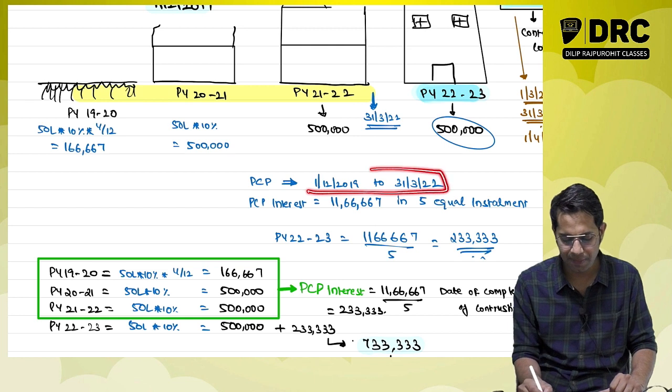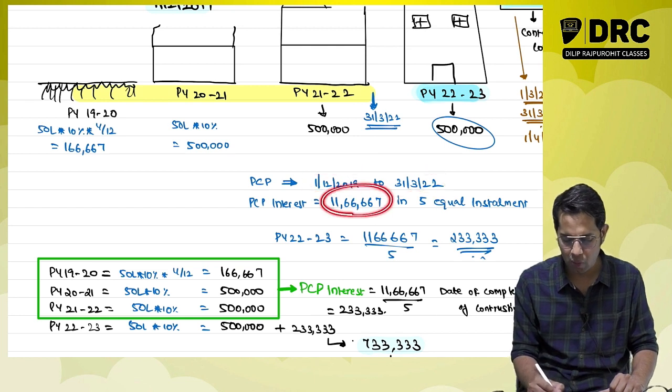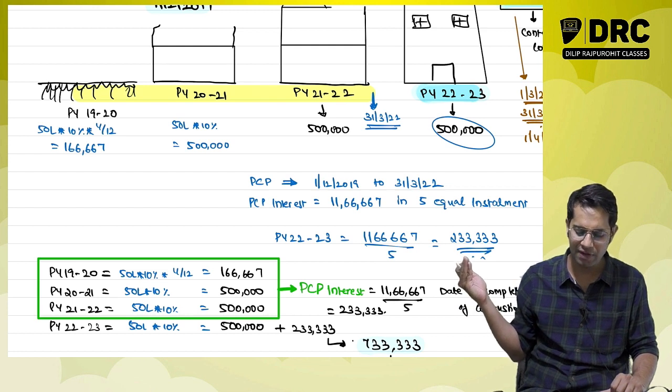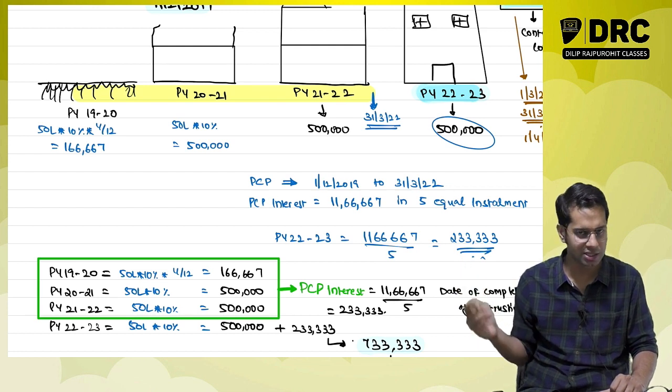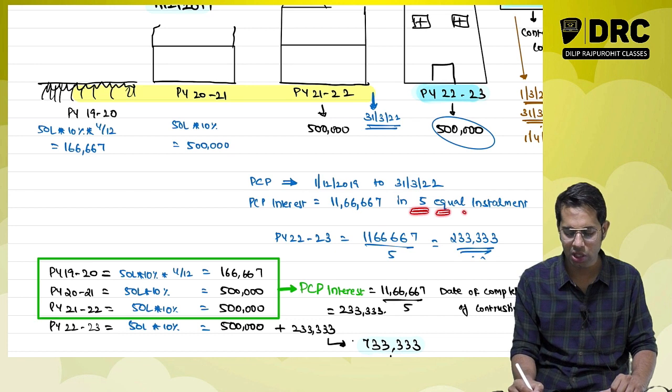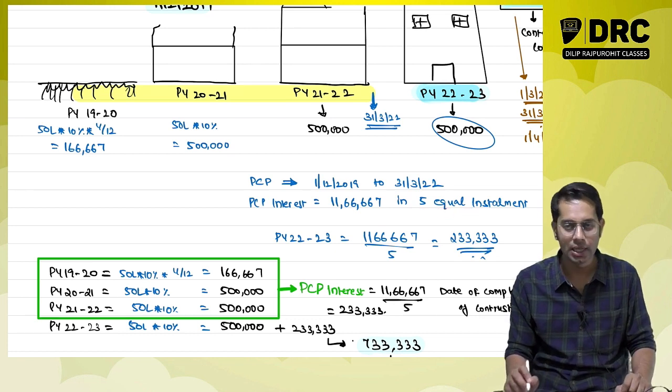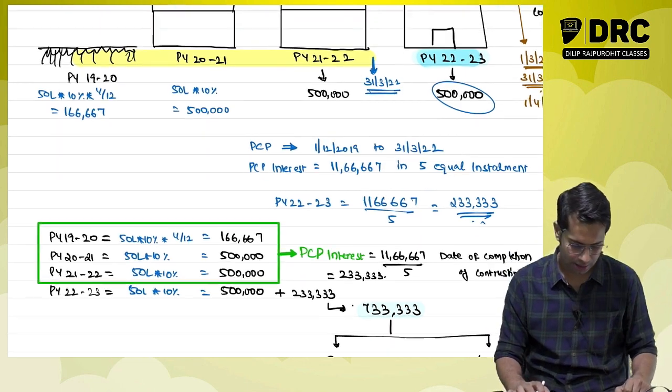Now since this is the pre-construction period, you should check what is the interest for this pre-construction period. The amount comes to 11,66,667. This will be allowed as deduction to you in 5 equal installments starting from the year in which the construction was completed.